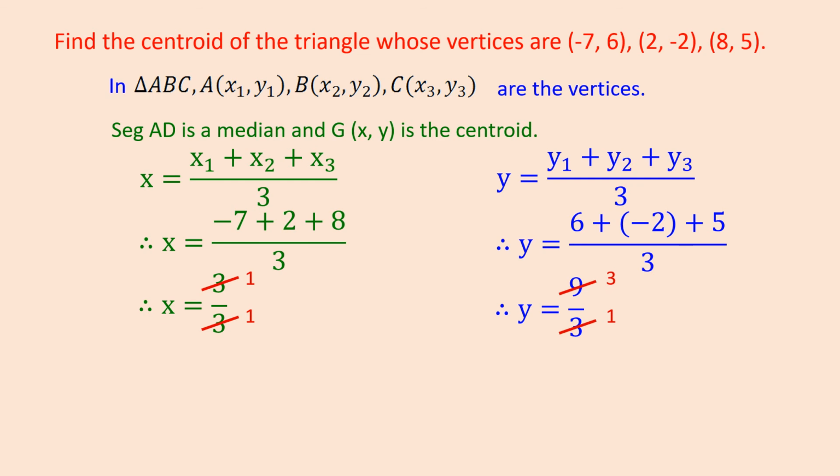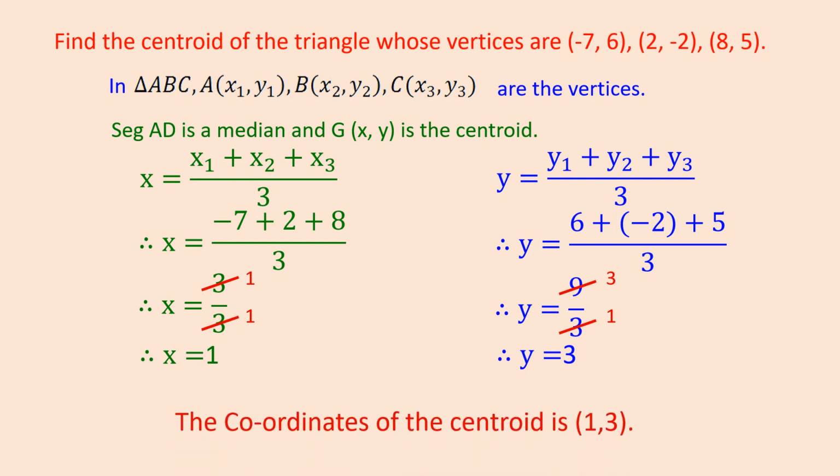If we reduce further, 3 one time, 3 two times, 3 three times, therefore x equals 1 and y equals 3. So we can say the coordinates of the centroid of the given triangle are (1, 3).